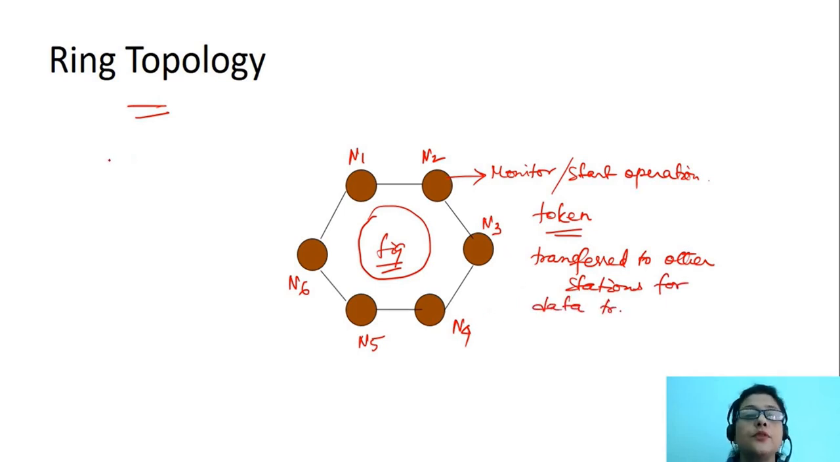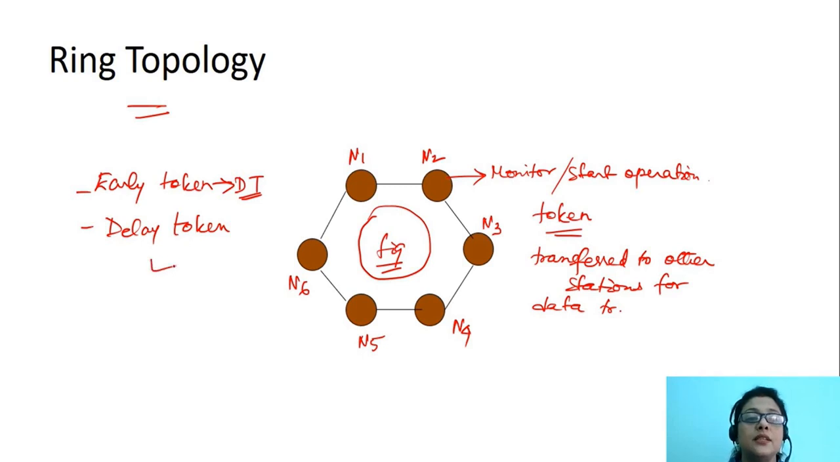Now there are 2 types of token releases. One is the early token release, and the next one is the delay token release. In early token release, the token is released immediately after data transmission takes place, and in delay token release, token is released when data transmission takes place and acknowledgement is received.